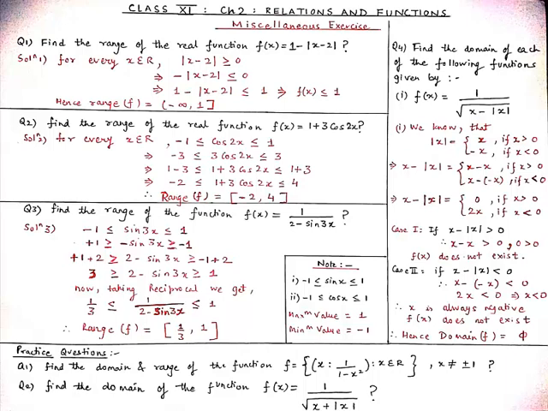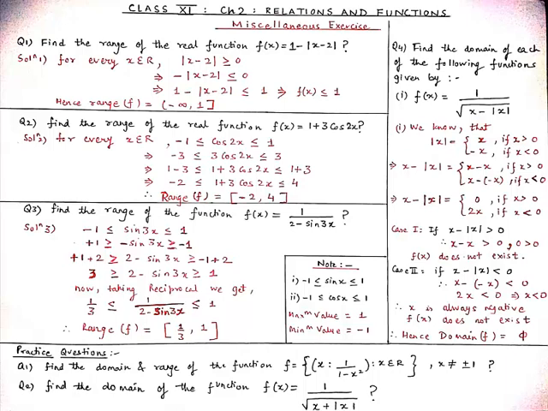The coefficient of cos 2x is 3, so when we multiply both sides by 3, we get -1 into 3 is -3, which is less than or equal to 3 cos 2x, and this is less than or equal to 1 into 3, which is 3. Now we add 1 on both sides. So we get 1 - 3 less than or equal to 1 + 3 cos 2x less than or equal to 1 + 3. From here we get -2 less than or equal to 1 + 3 cos 2x, which is less than or equal to 4. We know that 1 + 3 cos 2x is nothing but our function f(x). Therefore the range of our function f will be [-2, 4] in closed interval.